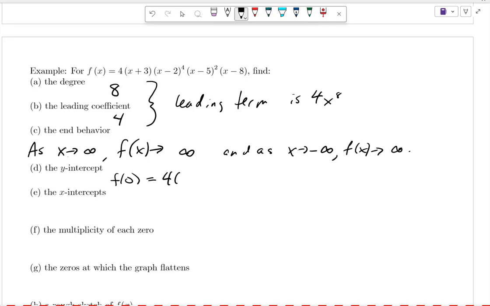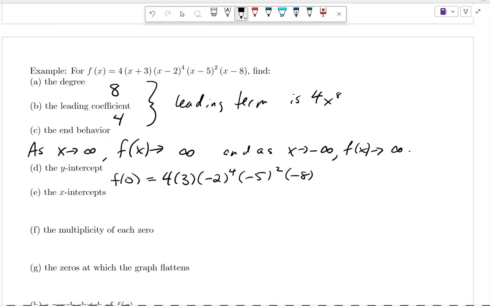I'll put it in each factor, so we'll have 4 times a positive 3, and then times a negative 2 to the 4th, a negative 5 squared, and a negative 8, right? That's what we're going to get when we put 0 in for all of those x's. If you're going to type this into your calculator all at once, make sure you're careful with your parentheses.